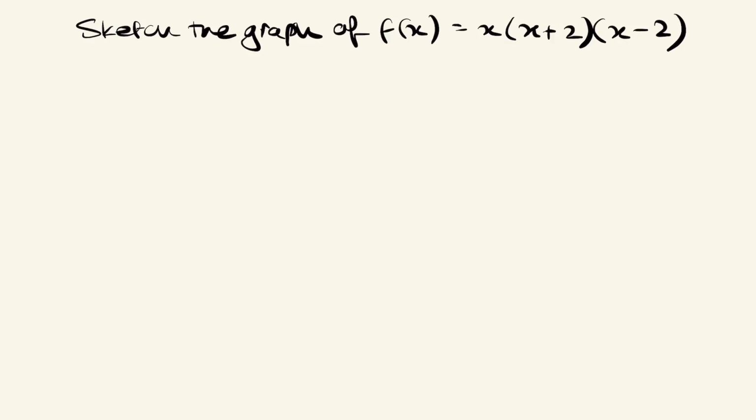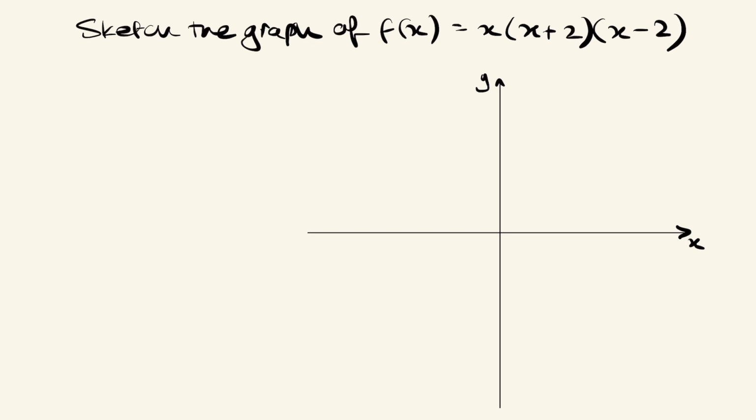So you want to do something like sketch the graph of f of x equals x times x plus 2 times x minus 2. Well, first of all, if we're sketching a graph, there'll definitely be a y-axis and an x-axis. So put it on the page so you can see it. And then the next thing to do is just examine this.